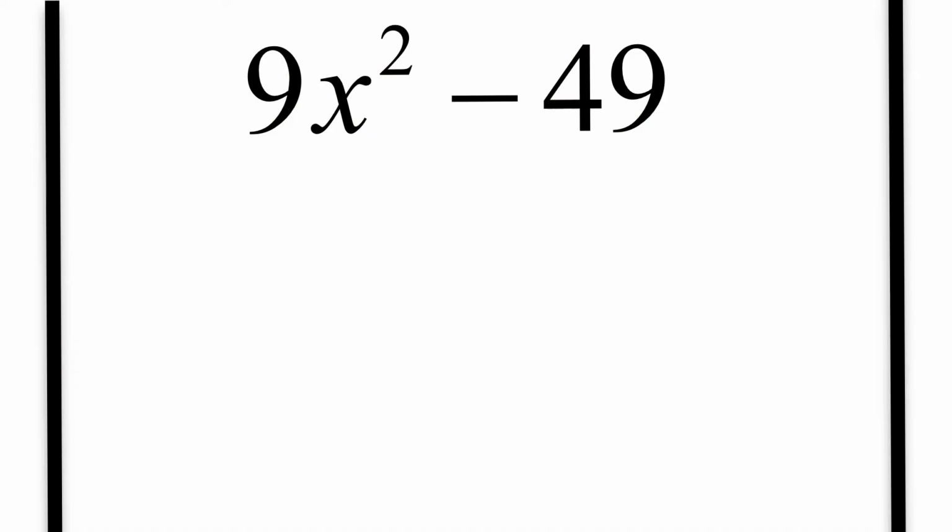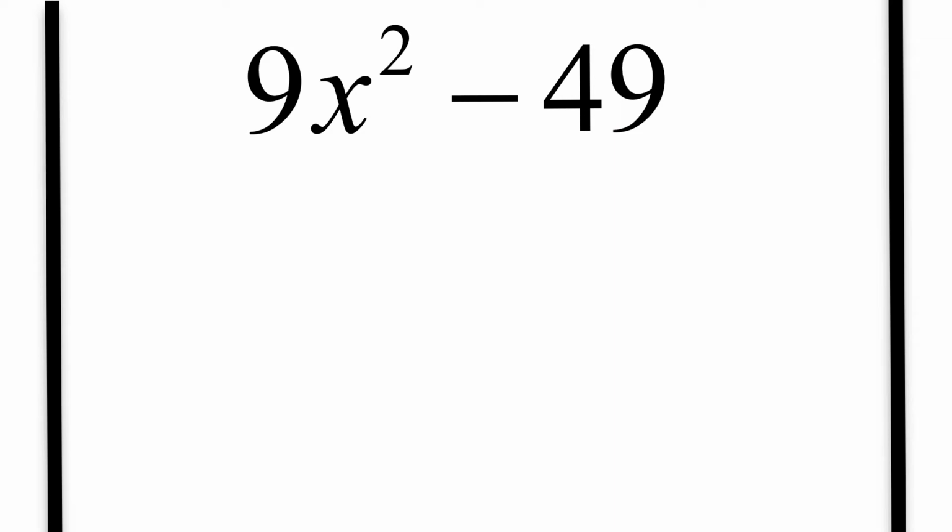Hey, what's up guys? In this video, I'm going to show you how to factor difference of squares. So let's understand what that is first of all. When you have a binomial, it is two terms. So we have 9x squared in this example minus 49. So we have one term, 9x squared, and the second term is the minus 49. So it is a binomial.